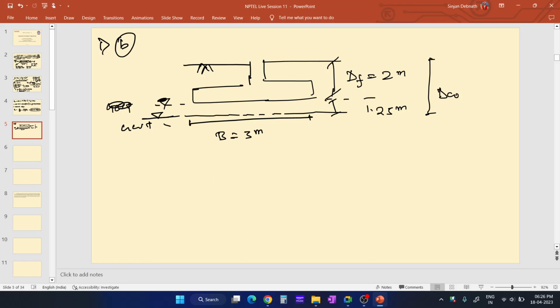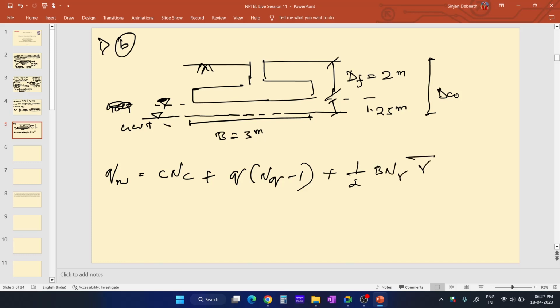So what is the equation? The net ultimate bearing capacity. For net safe bearing capacity, first we need to find out the net ultimate bearing capacity. Then we will apply factor of safety on that to get the net safe bearing capacity. The formula for net ultimate bearing capacity is qnu equals c Nc plus q (Nq minus 1), where q is the surcharge or effective overburden pressure, plus half B N gamma gamma dash.